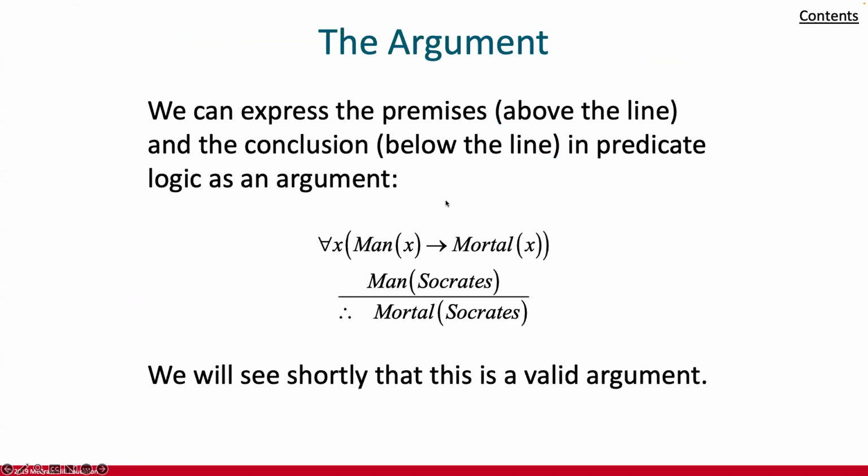So now we get a chance to see how this might look, how we would write this out. We can express the premises, above the line, these two, and the conclusion below the line in predicate logic as an argument like that. We will see shortly that this is a valid argument. So we could prove that it is valid.